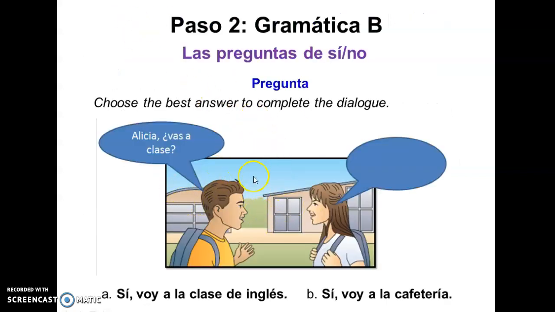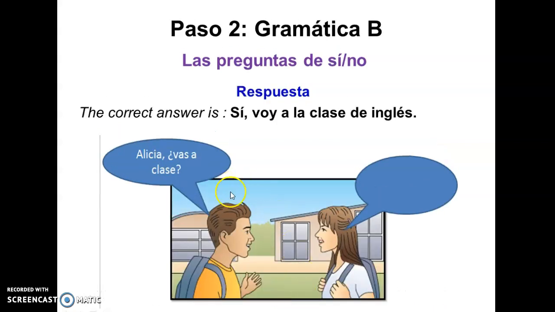So, a little example here, an exercise. We need to choose the best answer to complete the dialogue. Let's see the dialogue here. He's asking Alicia, ¿vas a clase? So, are you going to class? And then the possibilities could be, sí, voy a la clase de inglés, or sí, voy a la cafetería. Probably the most logical would be that she is going to class, right? So, sí, voy a la clase de inglés. She is going to class, assuming that they are both classmates.